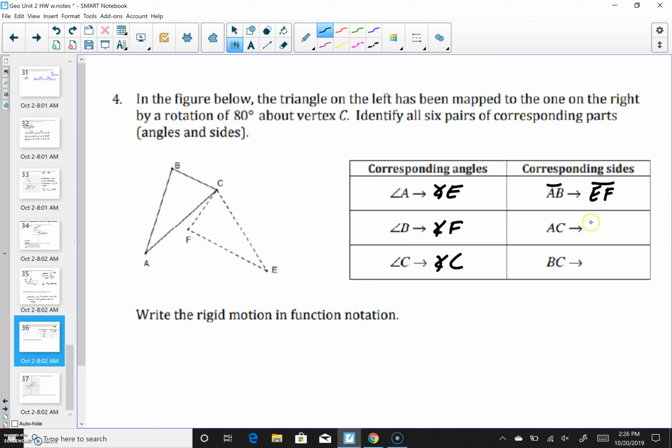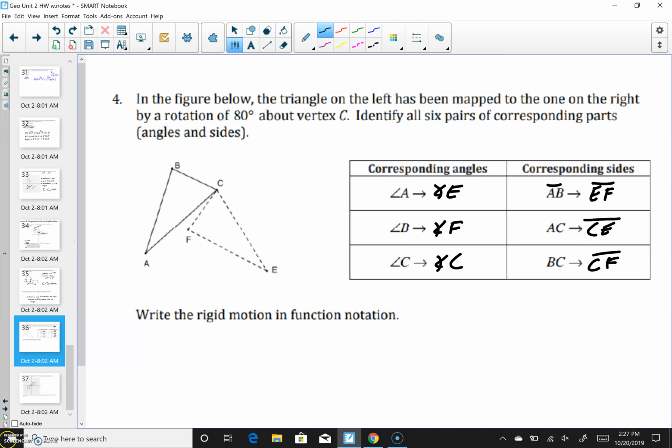AC would be CE, or EC, same thing. And then BC is going to end up being CF. So there are all of the corresponding sides and angles for this shape.